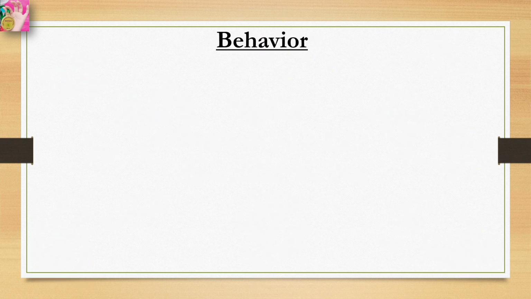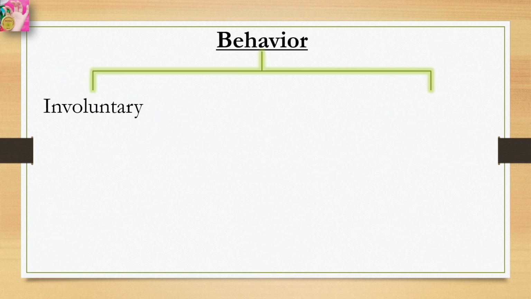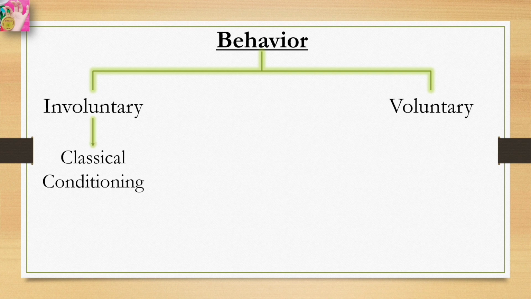So there are two kinds of behavior that all organisms are capable of doing. One is involuntary, which is reflexive, and the second one is voluntary. Now, classical conditioning is a kind of learning that occurs with reflexive involuntary behavior. And the kind of learning that applies to voluntary behavior is called operant conditioning. And it is both different from and similar to classical conditioning.